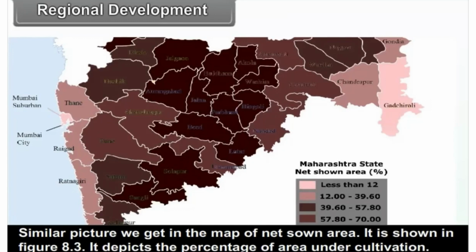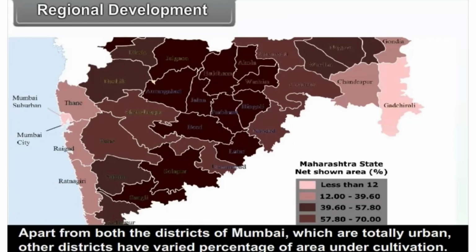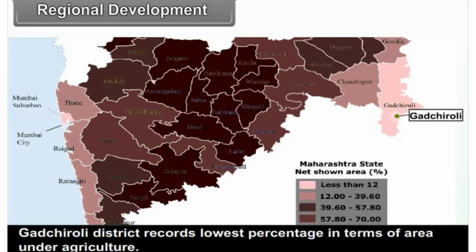A similar picture we get in the map of net sown area. It is shown in figure 8.3. It depicts the percentage of area under cultivation. Apart from both the districts of Mumbai, which are totally urban, other districts have varied percentage of area under cultivation.